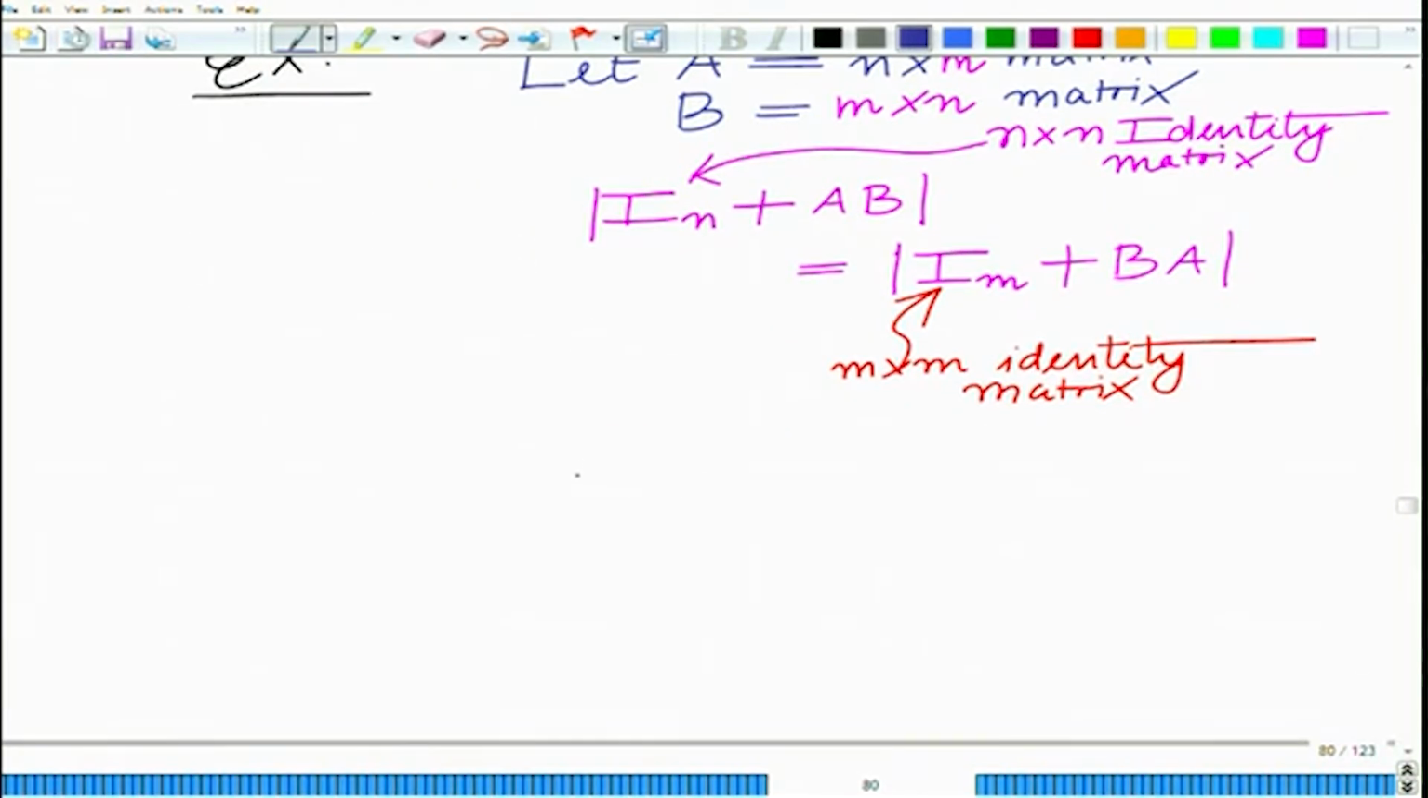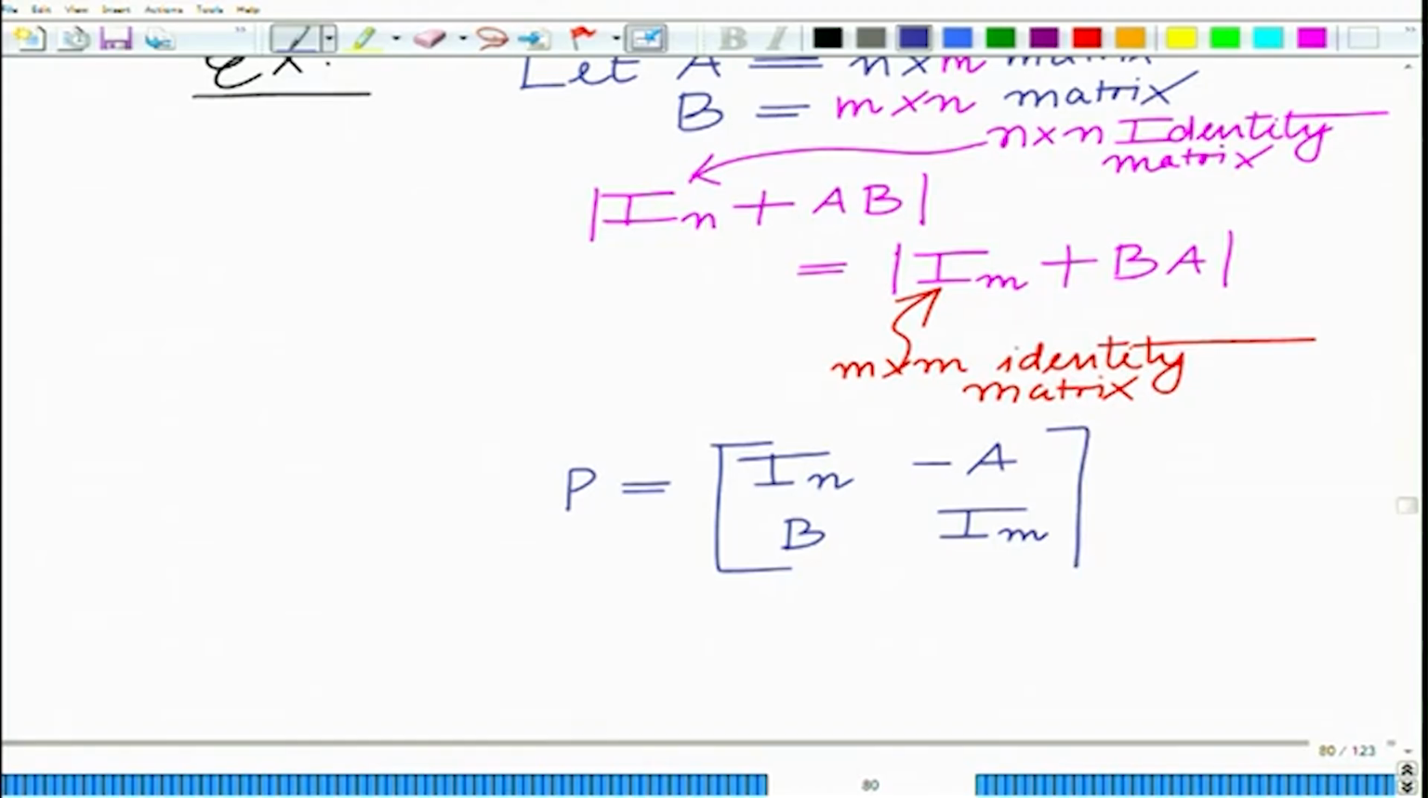Now, the solution is as follows. Let us consider the matrix P, which is given as In minus A, B, Im.